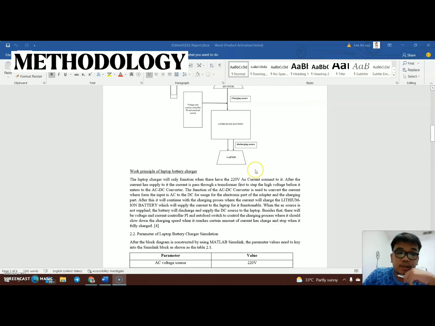So next is about the working principle part for the laptop battery charger. The laptop charger will only function when it has AC current connected to it. After the current is applied, the current is passed through a transformer first to step down the higher voltage before it enters the AC-DC converter.